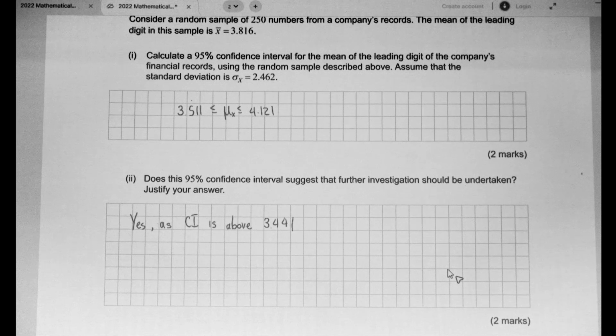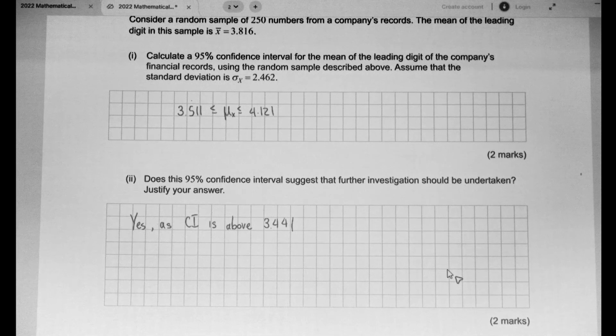Does this suggest further investigation should be undertaken? Yes. It's not, oh, the claim is supported or not. They're just reading from their notes. It's not about a claim here. It's, do they need to do further investigation or not? Yes. That gets them 1 mark.